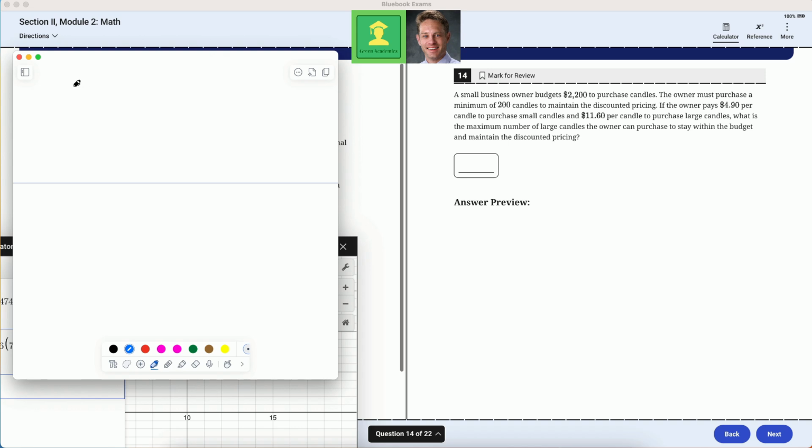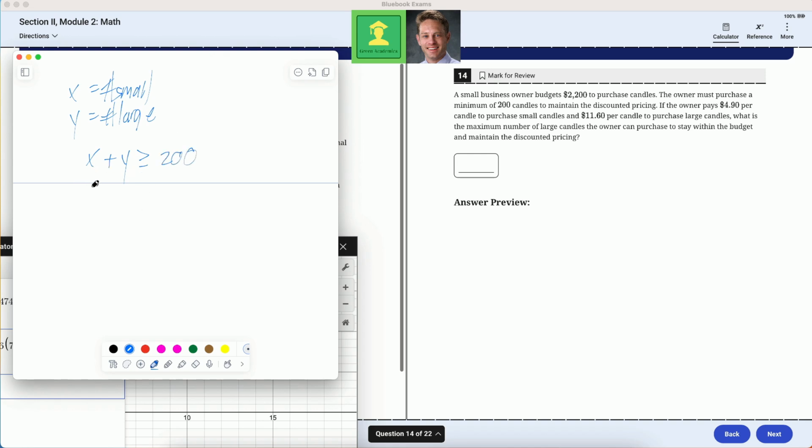Okay, so I'm going to say S is number small and L is number large. Must purchase a minimum of 200 candles. Now that I think about it, I should use X and Y instead, because we're going to end up using Desmos for this. So for clarity's sake, X and Y, it's X plus Y is greater than or equal to 200.